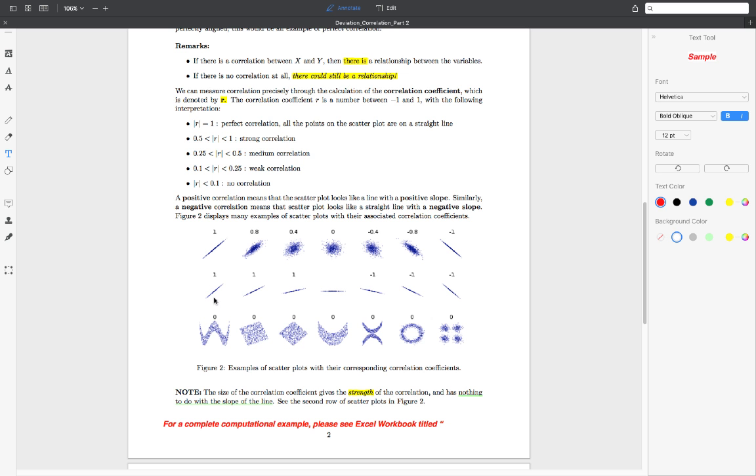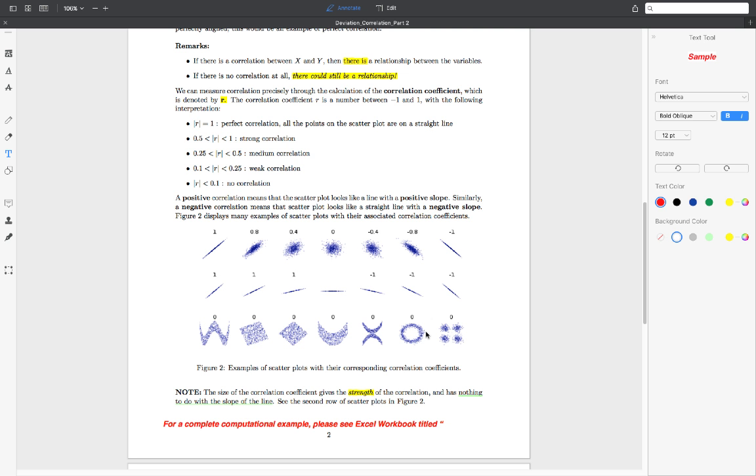Notice that this 1 and the negative 1 has nothing to do with the slope of the line, in terms of the size of the correlation coefficient, except for the positive or negative sign. Positive correlation, negative correlation.